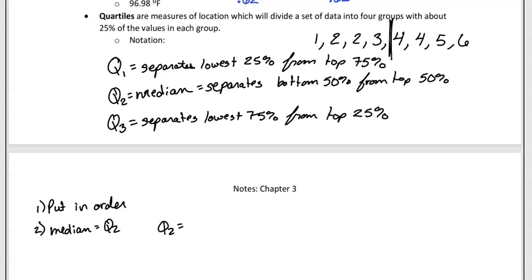So in this case, my median's right here. It would be the number between 3 and 4, because we have two numbers in the middle, right? I've got 4 numbers in the bottom and 4 numbers in the top. So that quartile 2 would be 3 plus 4 divided by 2, the average of those, which is going to end up being 3.5.